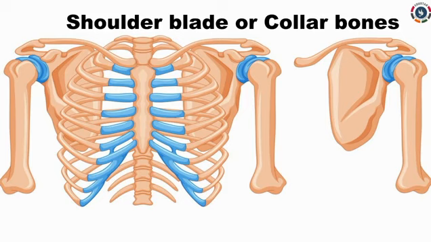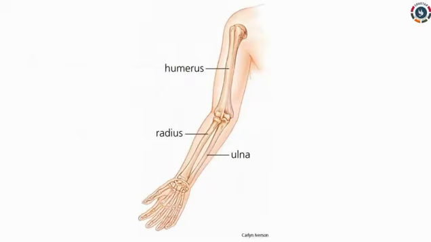Dear children, we have learnt about limbs in our last video session. Animals move with the help of limbs. First, we will learn about arms. Our arms are joined to the spine with the help of shoulder blades and collar bones. The upper arm has a long bone called the humerus. The lower arm has two bones called radius and ulna.